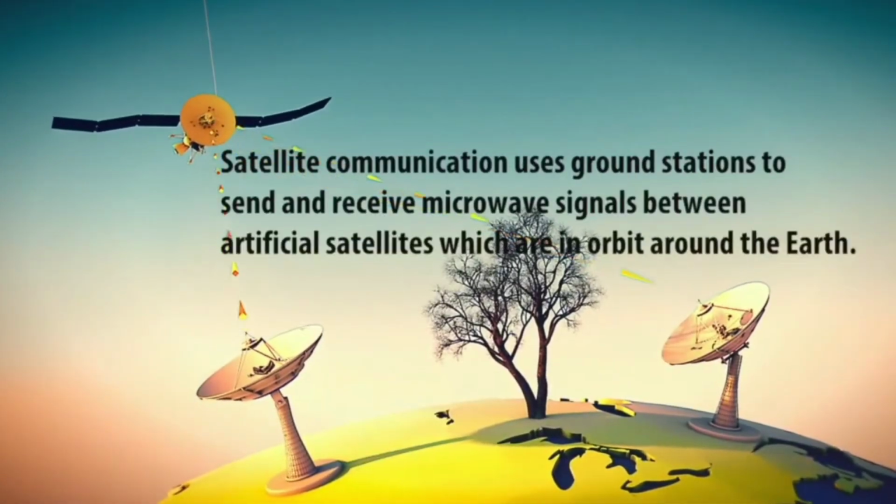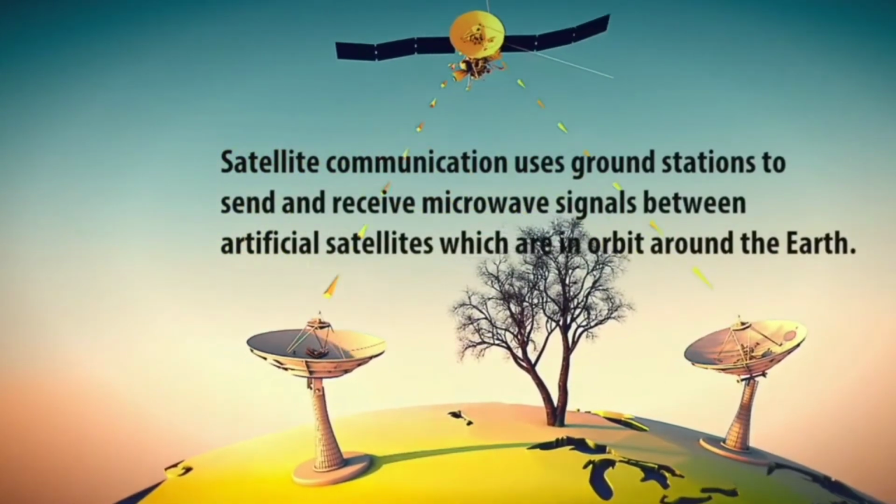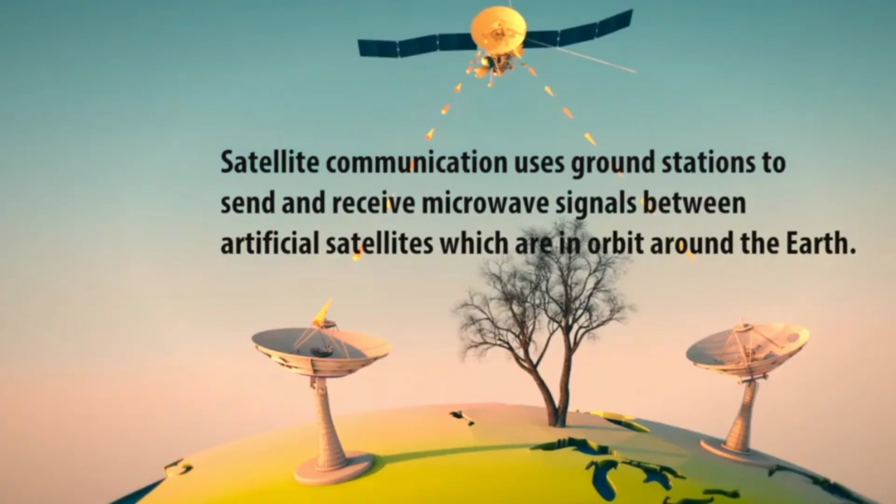Satellite communication uses ground stations to send and receive microwave signals between artificial satellites which are in orbit around the Earth.